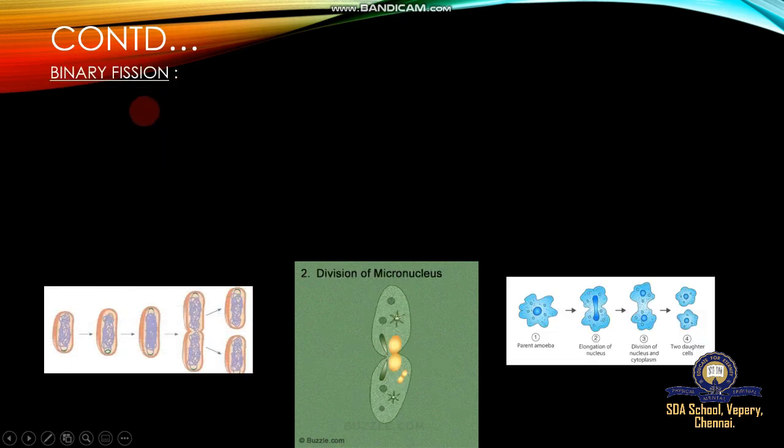Next, binary fission. The first type of division is binary fission. Bi means two. In binary fission, one organism divides into two daughters. Here are three examples: bacterial binary fission, paramecium binary fission, and amoeba binary fission. We see the pictures here, and I also gave you a GIF: a single paramecium divides into two daughters by binary fission.